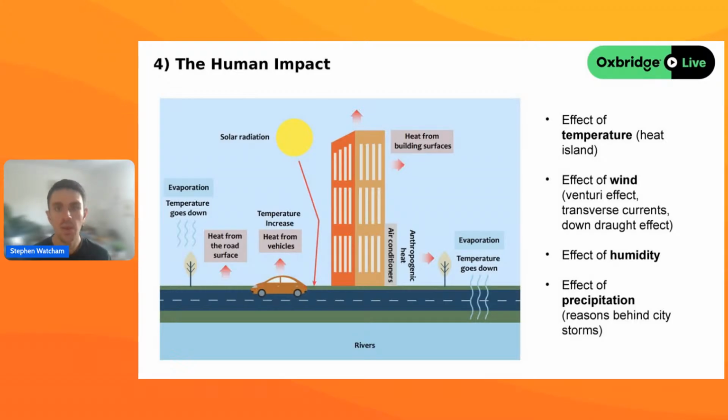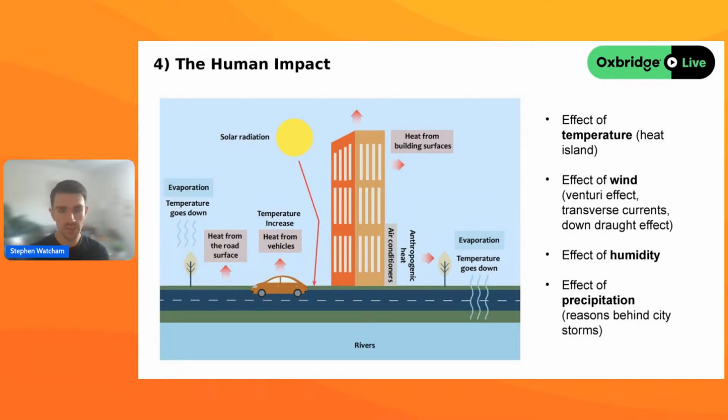Why is that? The effect of wind, we look at the Venturi effects, transverse currents, the downdraft effect. How do these tall buildings influence the trade winds, the normal winds that we see within the atmosphere? How does that warm air affect the humidity of the region? And how does the urban area affect precipitation? Cities like Calgary in Canada have really, really big storms in the summertime. One of the reasons is because of the city and its interaction with its local environment.